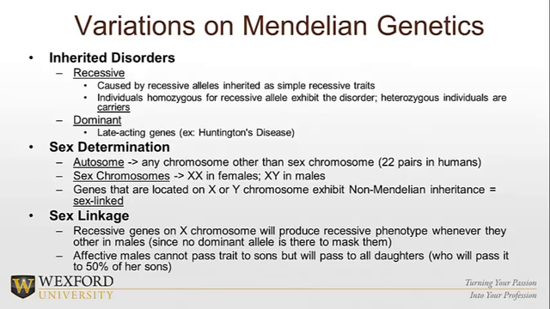Specifically, recessive genes on the X chromosome will produce a recessive phenotype whenever they are in males, because the male doesn't have a dominant to mask them. So affected males cannot pass traits to sons, but will pass it to daughters who are going to be carriers, and they'll pass it on to 50% of her sons. And we'll see an example of this. Once again, just introducing concepts right now. We'll see examples of this next week a lot clearer, especially when it comes to color blindness.